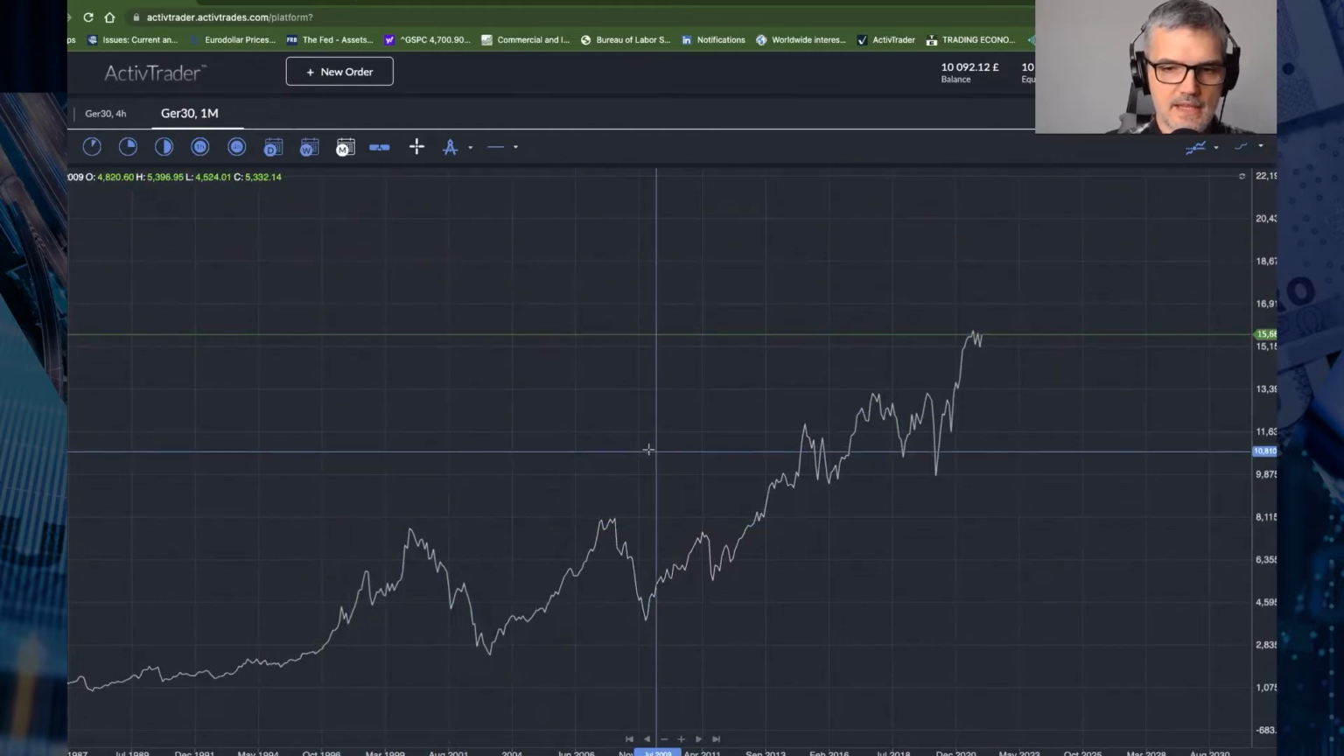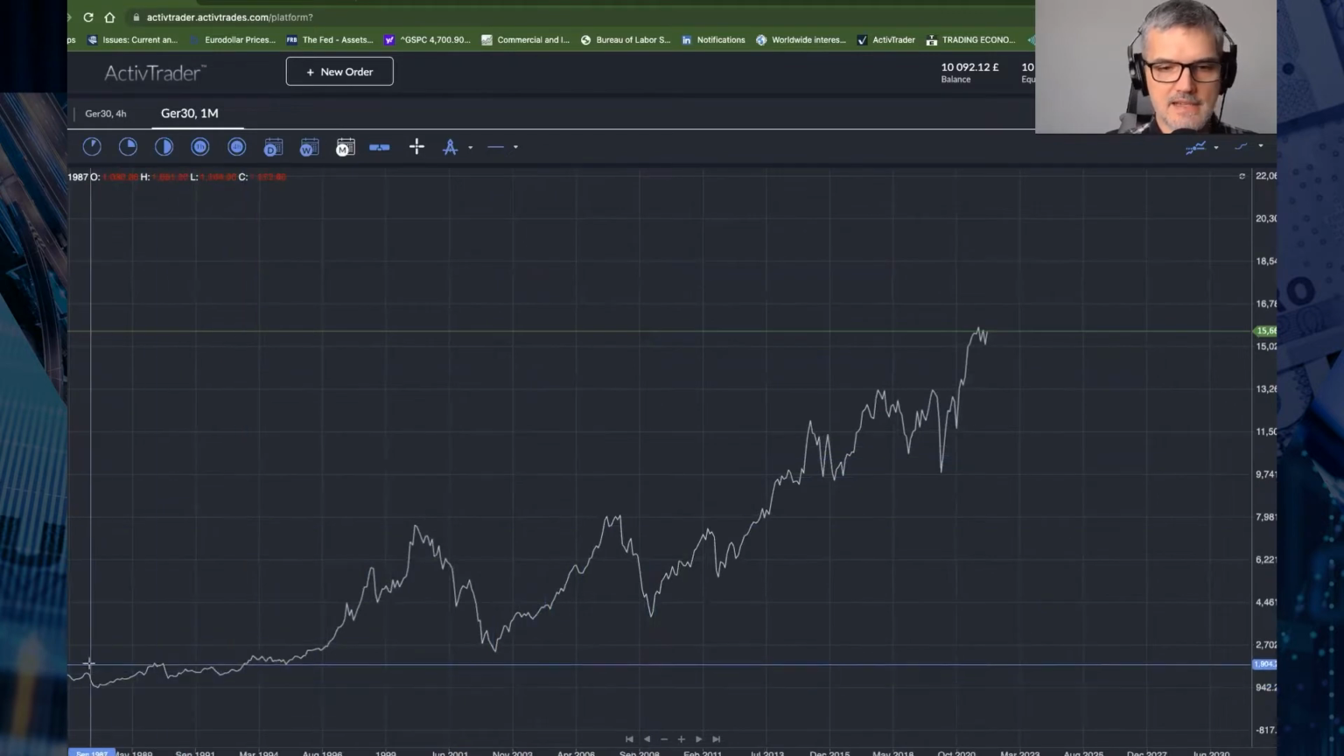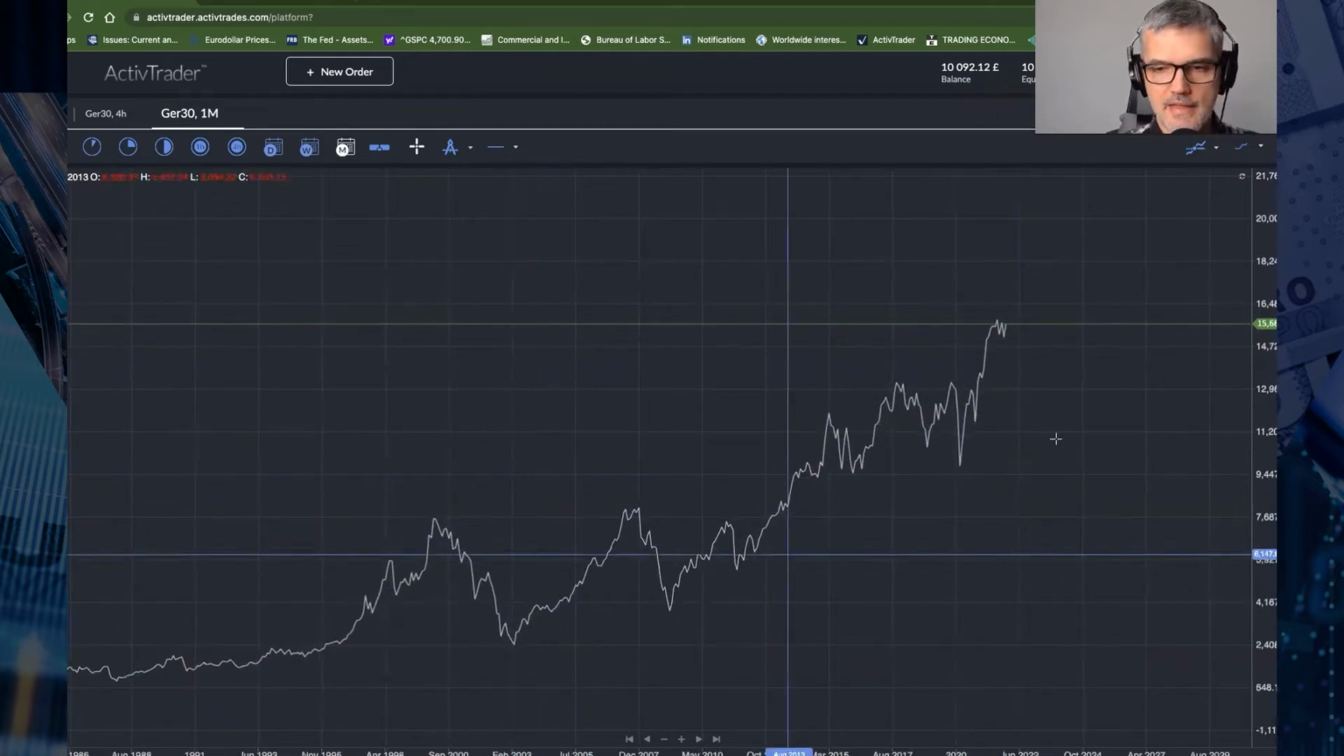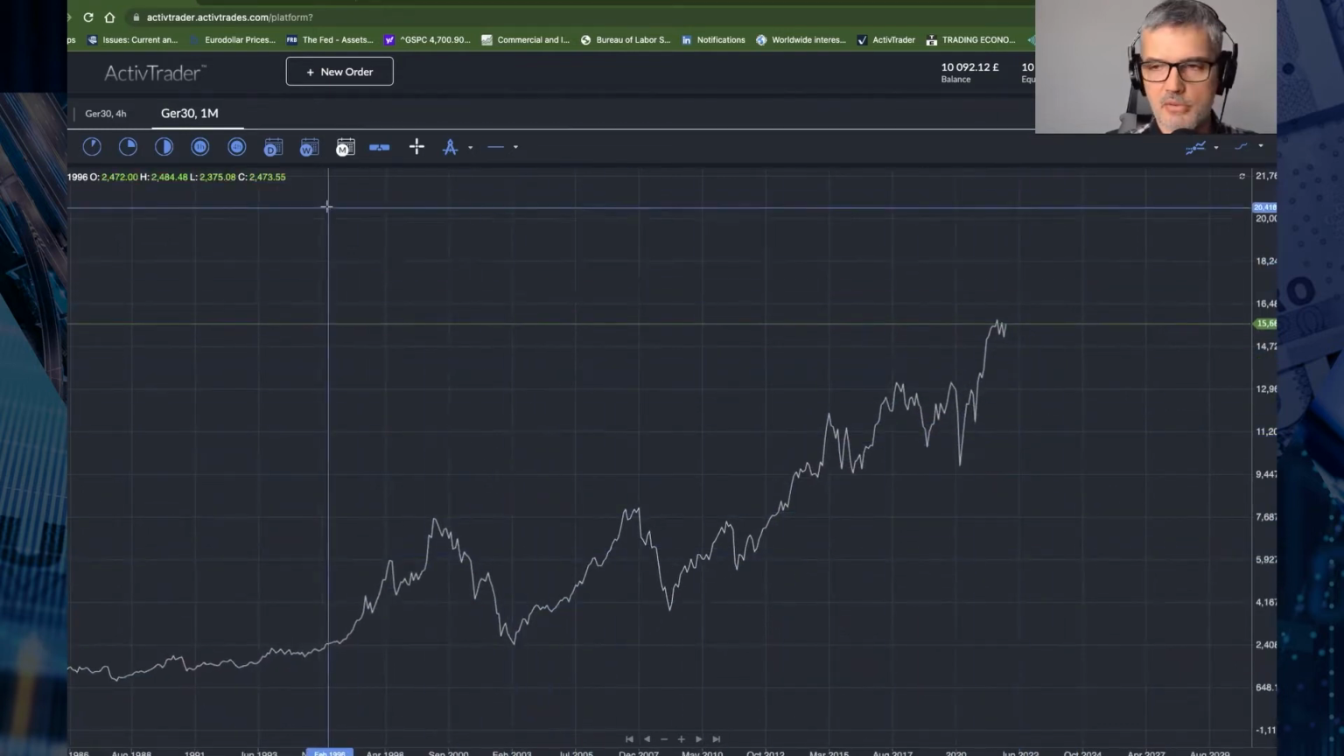So here you can see that this particular asset, since the 1980s, as we're traveling from the bottom left-hand corner to the top right-hand corner, overall, the DAX has been moving up in a bull trend.